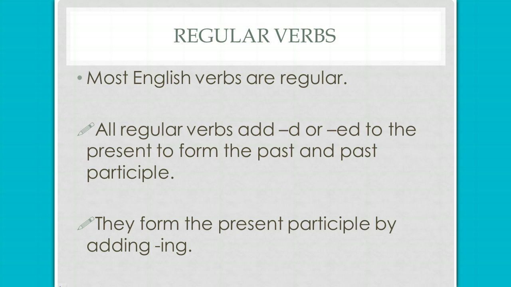Most verbs in the English language are regular and follow specific rules. To form the past and the past participle, d or ed is added to the present tense verb. The present participle is created by adding ing to the end of the present tense verb.